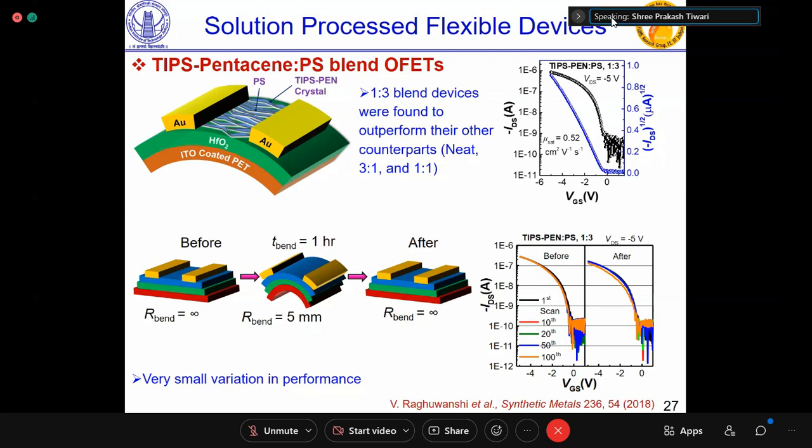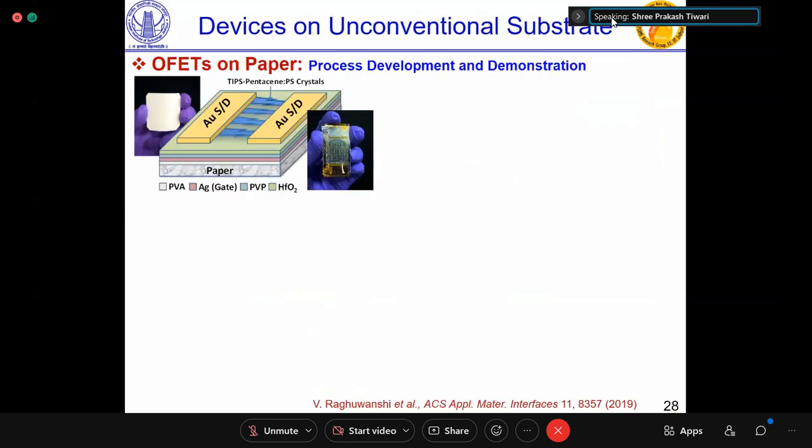But obviously one has to also study what is the effect of the TIPS pentacene and polystyrene ratio itself. And that also was tried. And it was found that 1:3, where TIPS pentacene versus PS, was much better compared to the other ones. And then that was demonstrated. So at that level also we did process optimization.